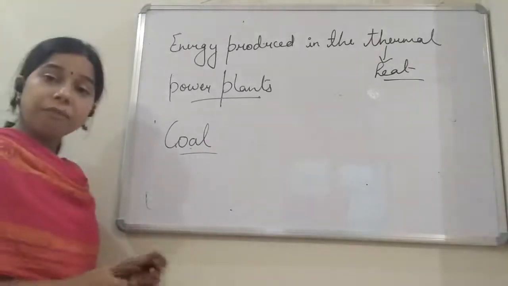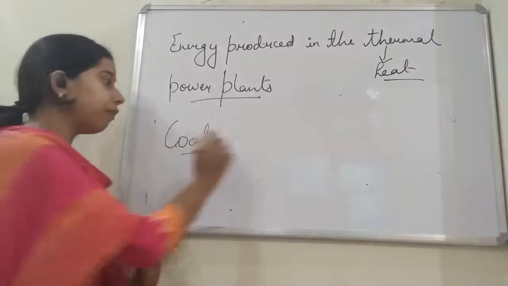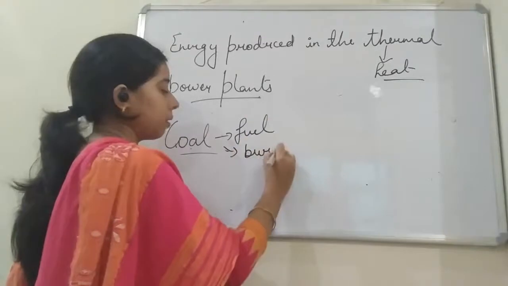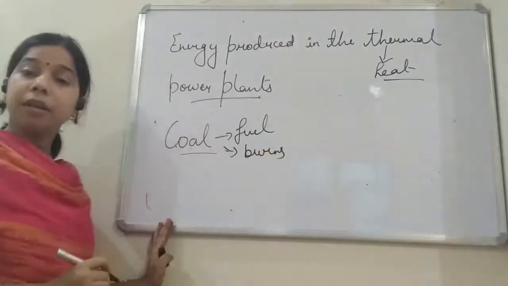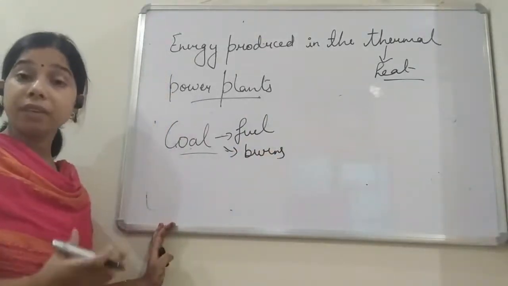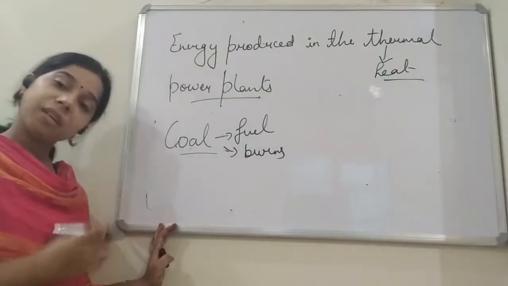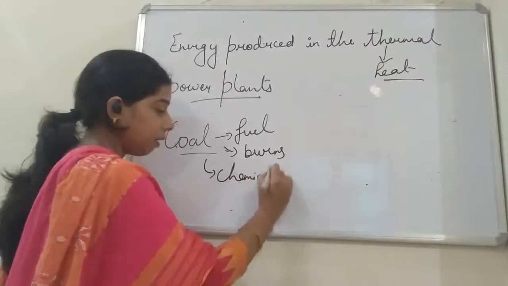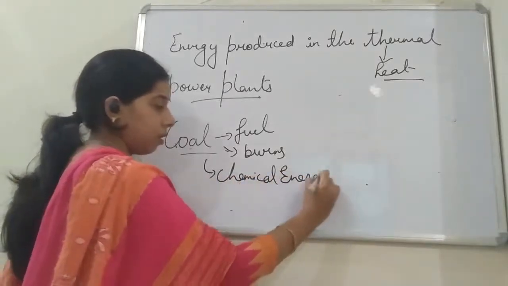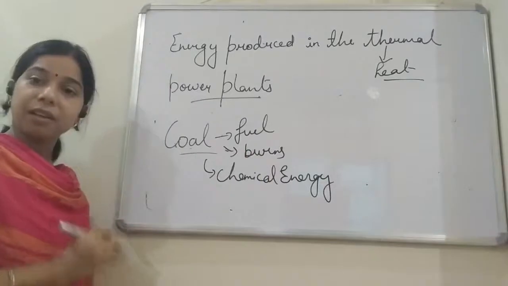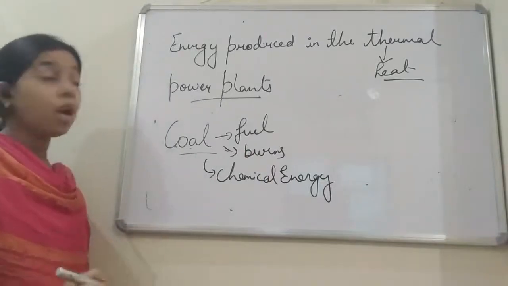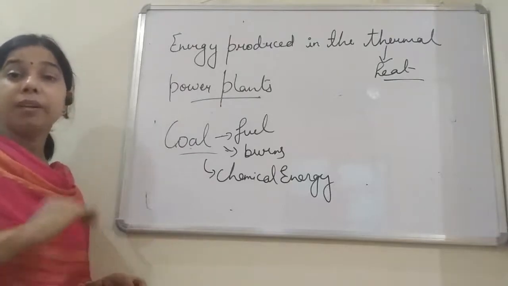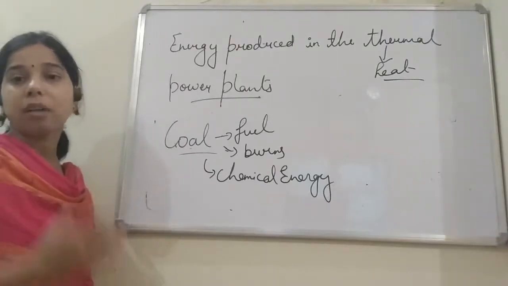This coal is first of all a fuel, and we will burn it. As we burn it, it will release energy, or we can say it consists of energy in it, and that energy is chemical energy. So this fuel has chemical energy, and when you burn it, the chemical energy will get transformed into another form of energy.